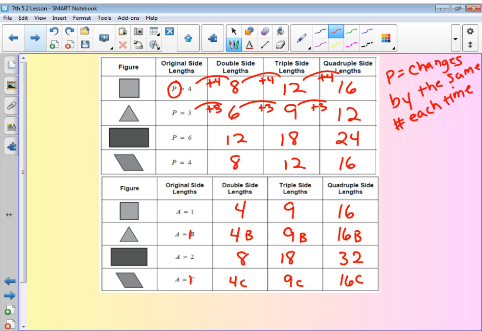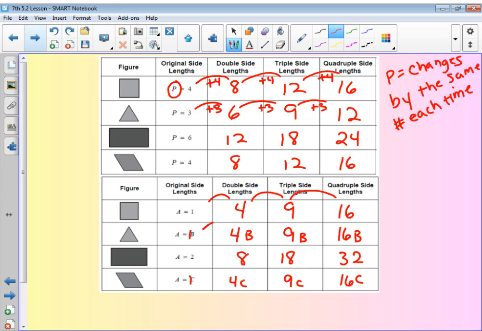Okay, how about for the area? Are we noticing anything on area? Well, it went from 1 to 4, and then from 4 to 9, and then 9 to 16. So the first one went up 3, then it went up 5, and it went up 5. So there's not a common pattern there, but if you took your side and squared it, that would be changing it. So we're not seeing the same pattern when we do areas.